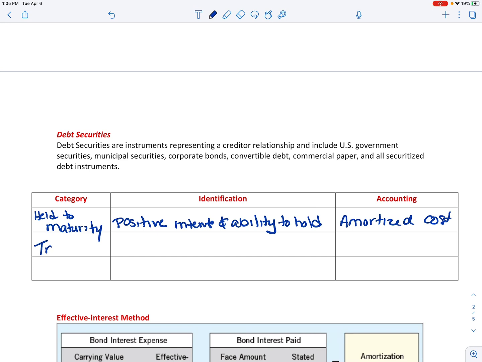Another category is a trading security. We identify trading securities as being bought and held primarily for sale in the near term.